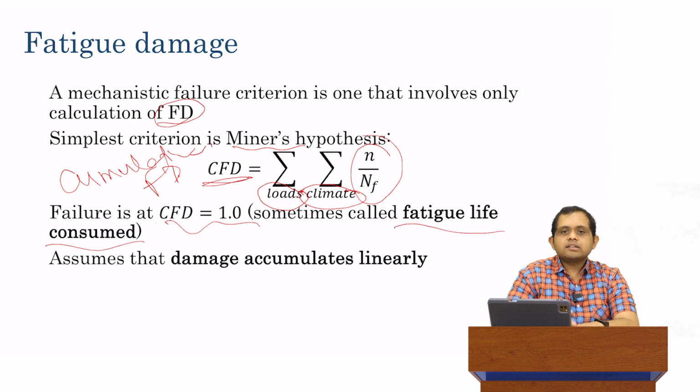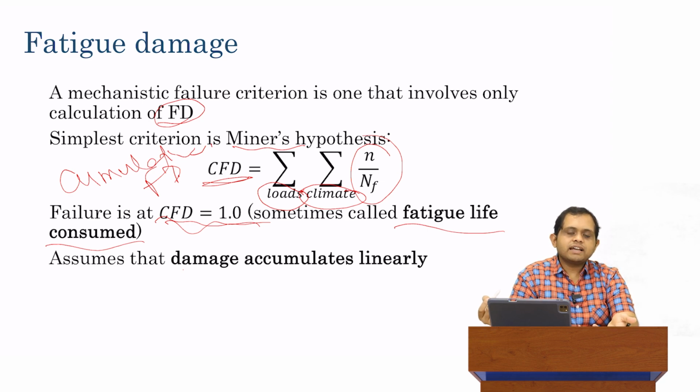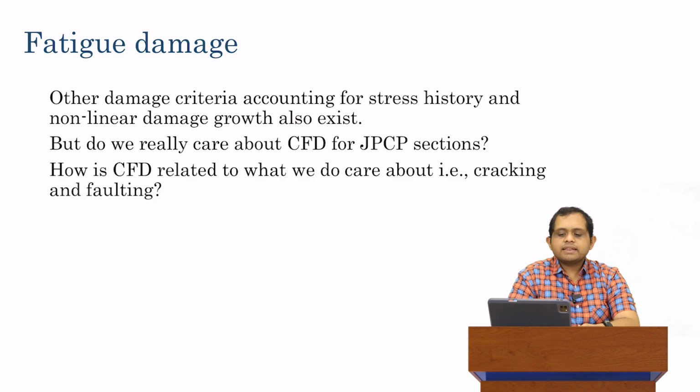So we say that there is a certain amount of fatigue life. That fatigue life is used up when CFD is equal to 1. As the pavement is in service, the CFD is the amount of fatigue life consumed. Once CFD is equal to 1, 100% of the fatigue life is consumed, and so we say that the pavement has reached failure. The main assumption of Miner's hypothesis is that damage accumulates linearly: we take this N over NF and just add it up across different combinations. That's a linear assumption. There are also other damage criteria which use nonlinear growth criteria.